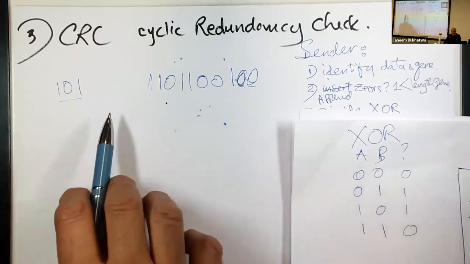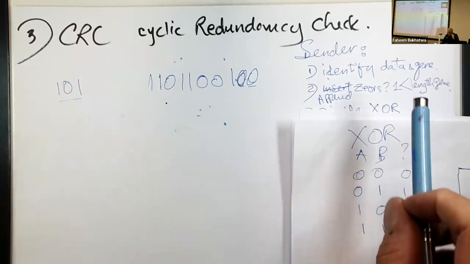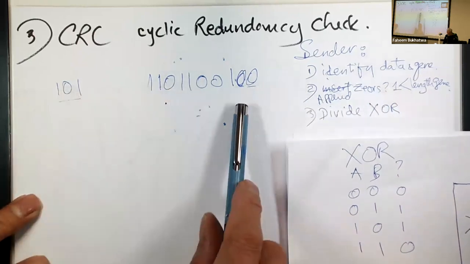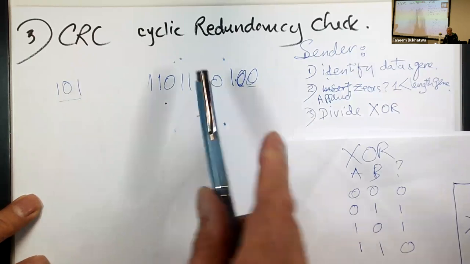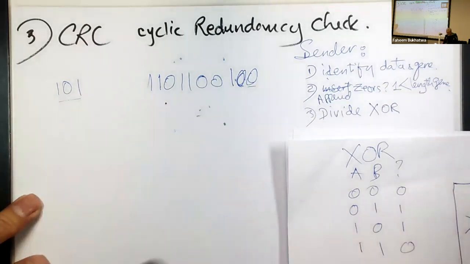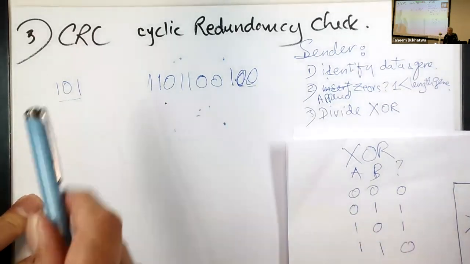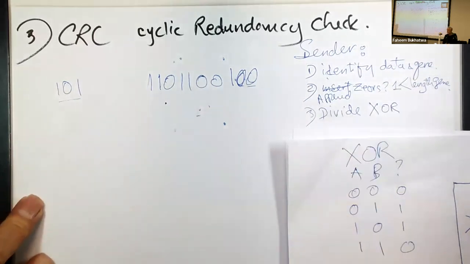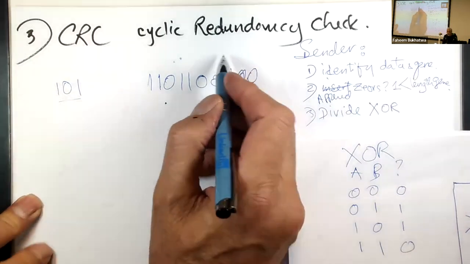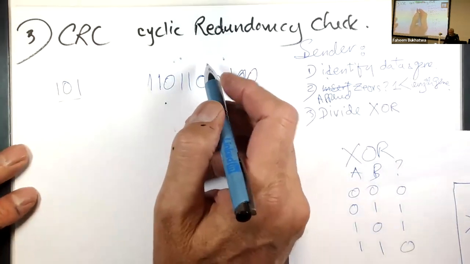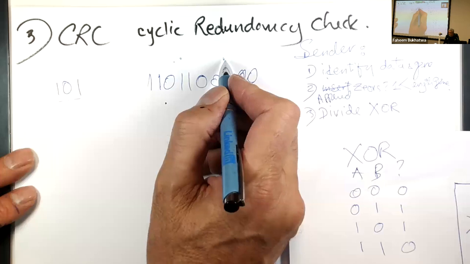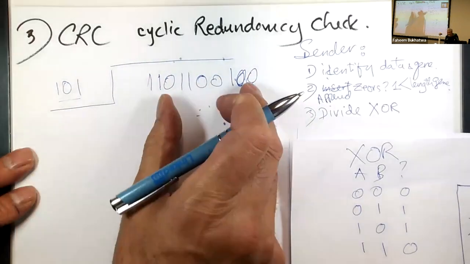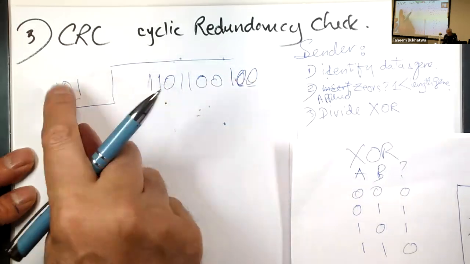Let's see how this works. Now, so we've done 2 steps. We identified our data, that's the generator. We appended zeros at the right-hand side, at the end of the frame or the data. I keep saying insert 0. And let's start the division operation. In fact, it's XOR. It's a long division. I don't know if you ever did long division, but that's the way they used to teach us how to divide in school. So you take the big number, and that's the divisor.